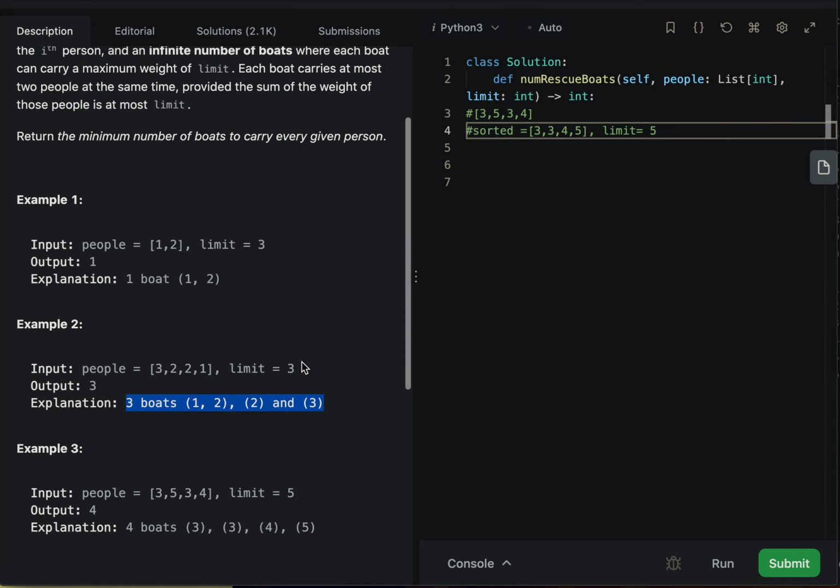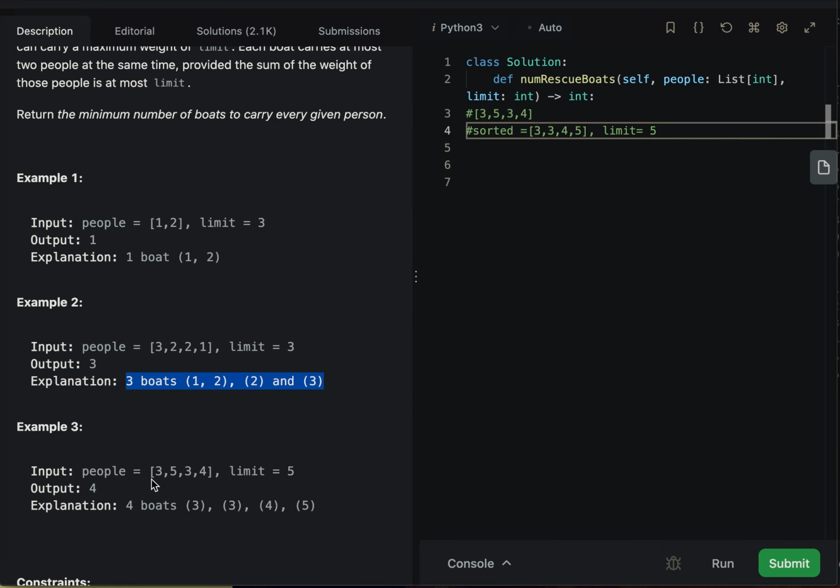So this is a greedy problem. You can just be greedy and make the optimized decision at every step, and that would lead to the minimum number of boats needed. Let's take a look at this example. First I'm going to sort it. And always remember, the limit will be greater than or equal to the max number in this people array. Here we take the array 3, 5, 3, 4 and sort it: 3, 3, 4, 5. The limit is 5.